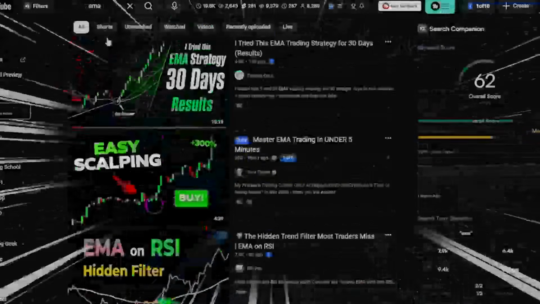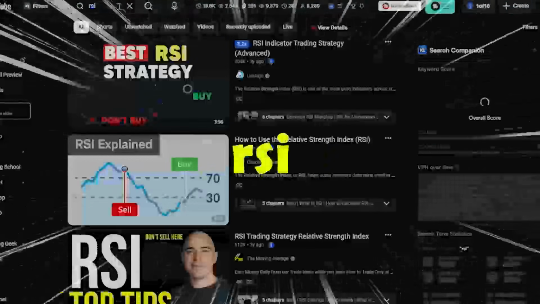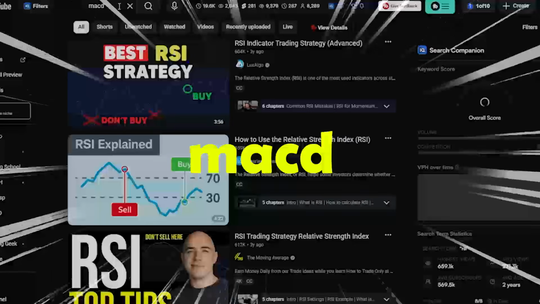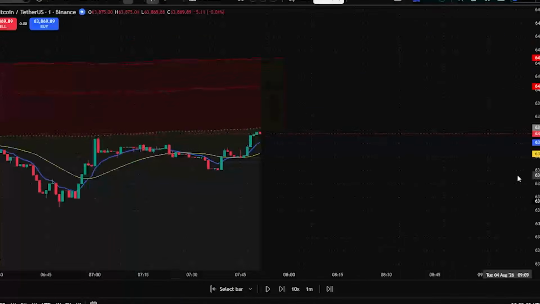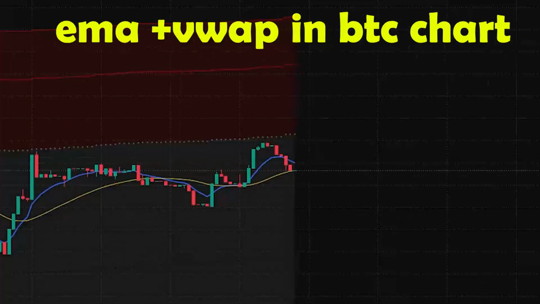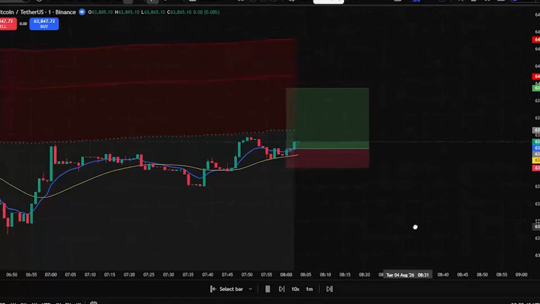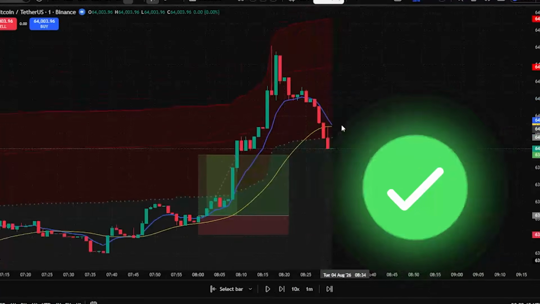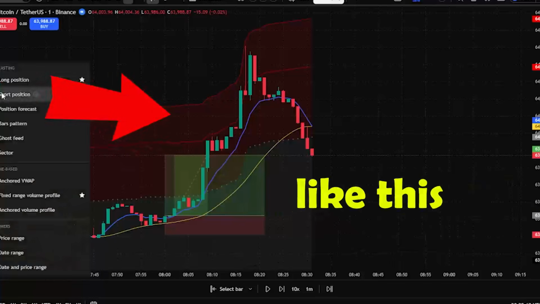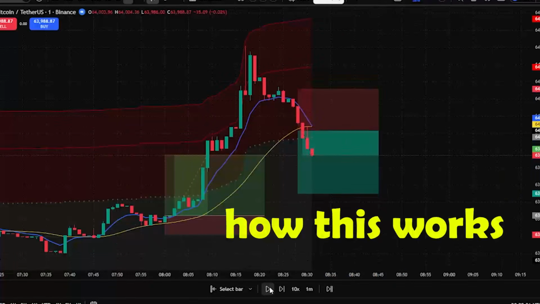Most traders spend years searching for the perfect scalping strategy. But what if the answer was hidden in just two simple indicators? I took the EMA and VWAP filter, tested it on 1,000 Bitcoin trades, and the results were completely unexpected. In this video, I'm going to show you exactly how this strategy works.